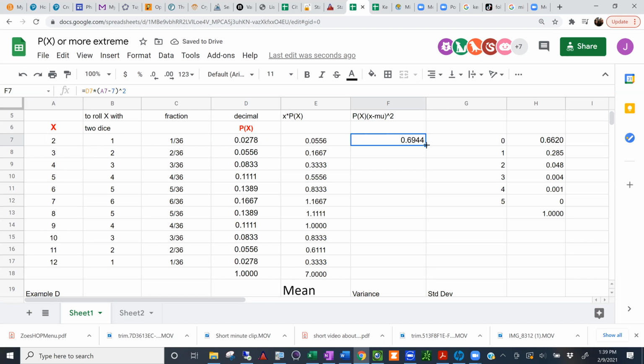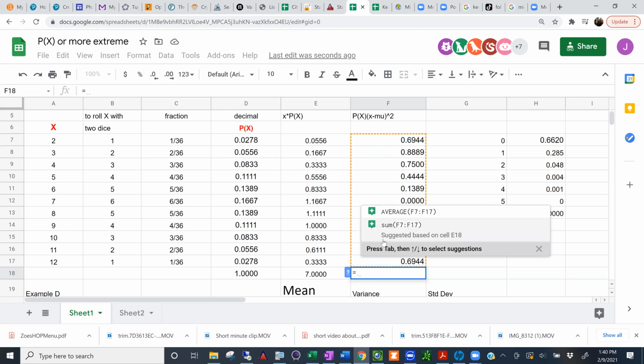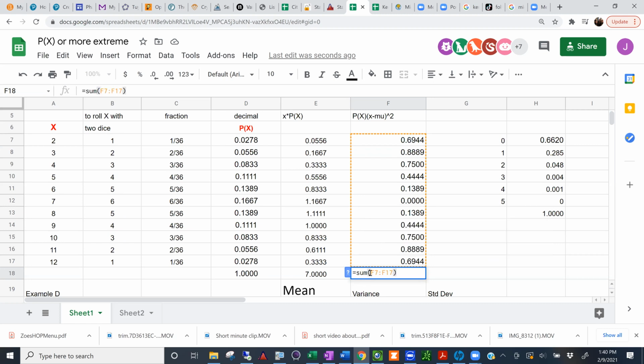And then we're going to copy that and drag that all the way down to the 12th row of this table. Don't take it all the way to the bottom because I don't want the bottom one. Just down to here. The sum of this column should be the variance. So double check yourself that the second value that you got in this table is 0.8889 and then 0.7500, etc. When we sum this, that'll be our variance. In fact, when I even type in the equals, it says, do you want to sum? So I'll just click and say, sure. Sum column F from row 7 to 17.